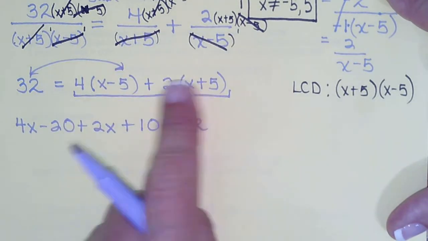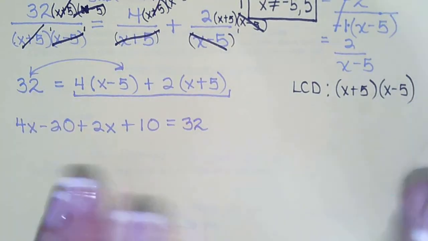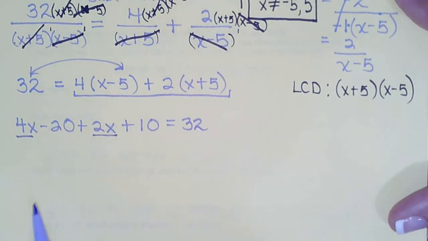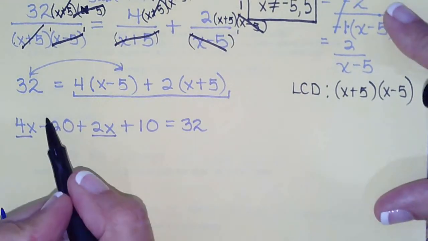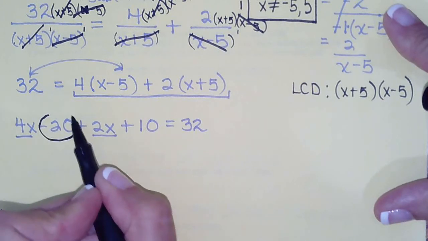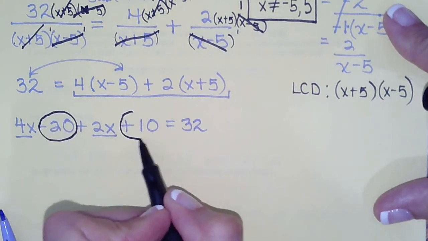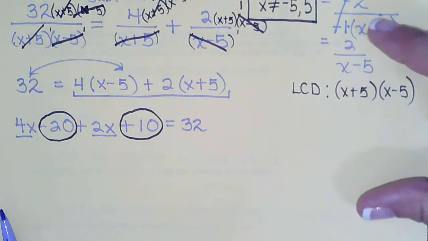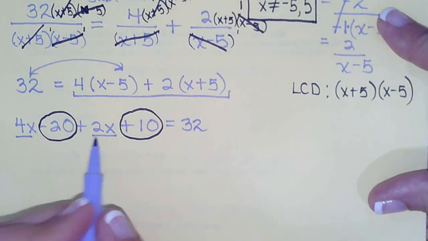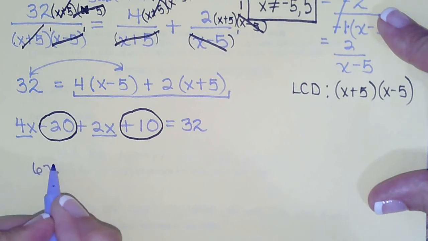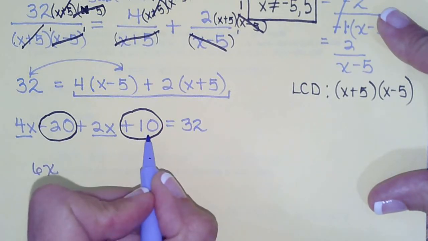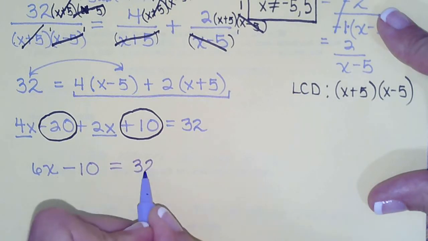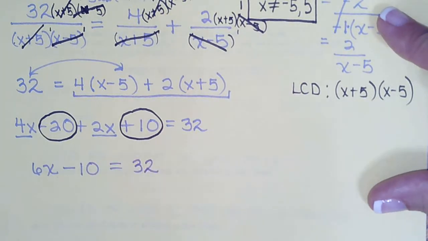So I distributed, and just flip-flopped. So now we have like terms here, and we have like terms here. So we need to combine our like terms before we start moving things from side to side. So it's looking like 4x plus 2x is 6x. Negative 20, positive 10 would be negative 10. So look at that. Nice, simple little equation now.